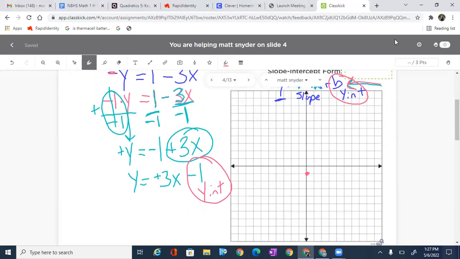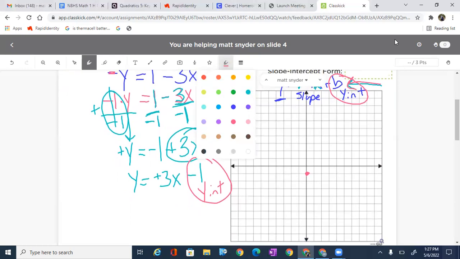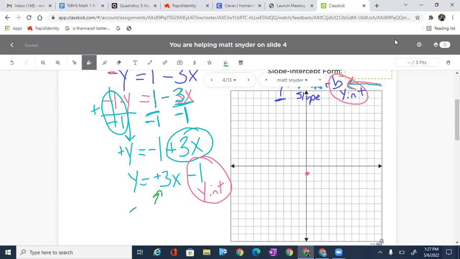Once I've got that, now I'm going to graph our slope. If you remember, what is slope? Slope is simply rise over run. Our number is 3, but it has to be a fraction. So I don't make 3 into a fraction, I just put it over 1. So 3 over 1. The rise is 3, the run is 1.